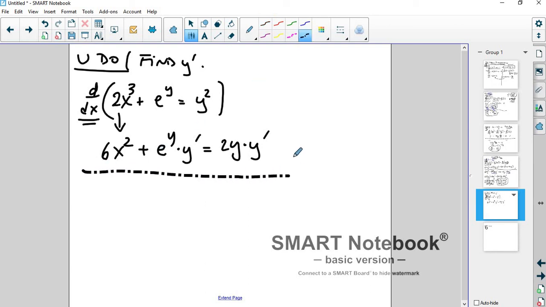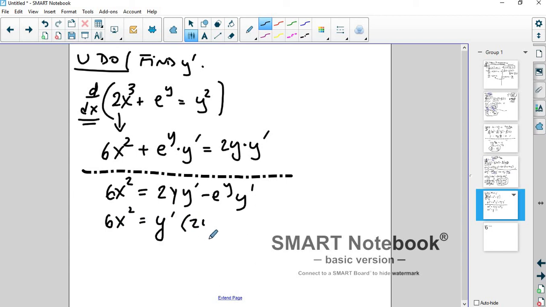I am done with the differentiation, but now I need to do the algebra. It's a little simpler this time. I'm going to subtract e to the y times y prime to the other side. So you get 2y times y prime minus e to the y times y prime. Factor out the y prime, and you are left with y prime times this. Divide both sides by that, and you get 6x squared over 2y minus e to the y, and that's equal to your y prime.